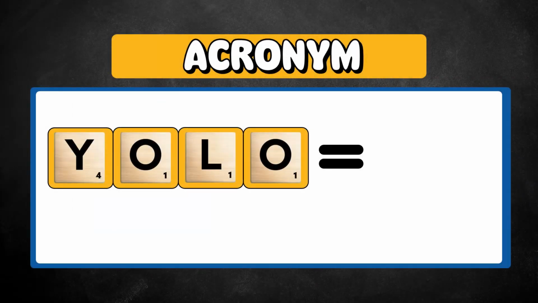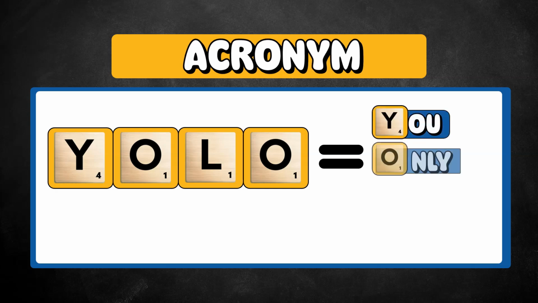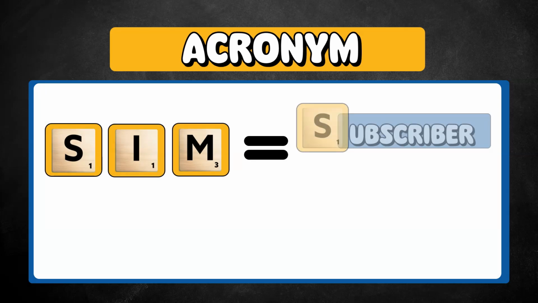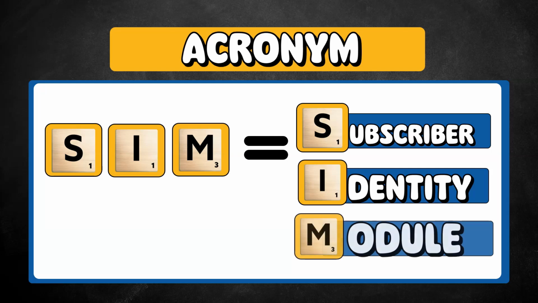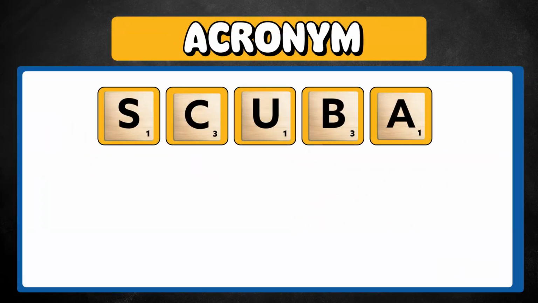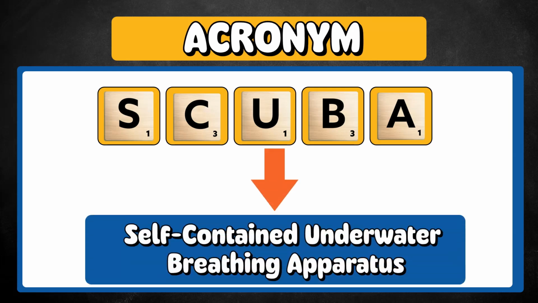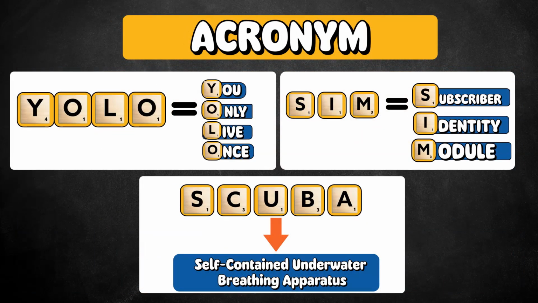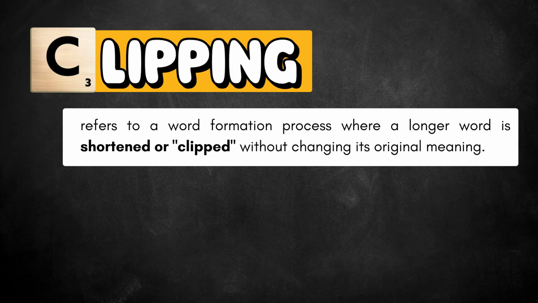So here we can see YOLO, which means you only live once. Next is SIM, which means subscriber identity module. And did you know that SCUBA stands for self-contained underwater breathing apparatus? And these are examples of an acronym. The second word process is clipping. Clipping refers to a word formation process where a longer word is shortened or clipped without changing the original meaning.